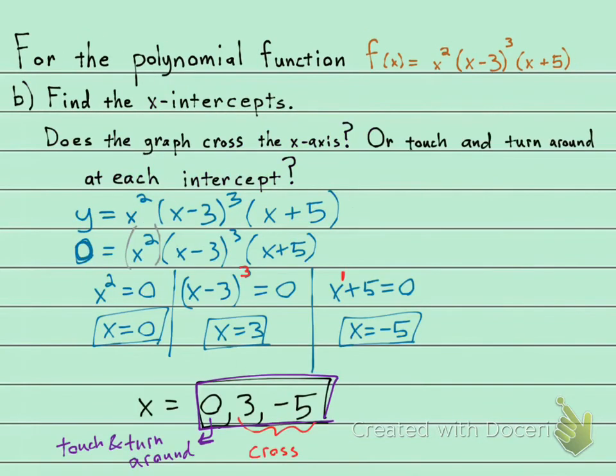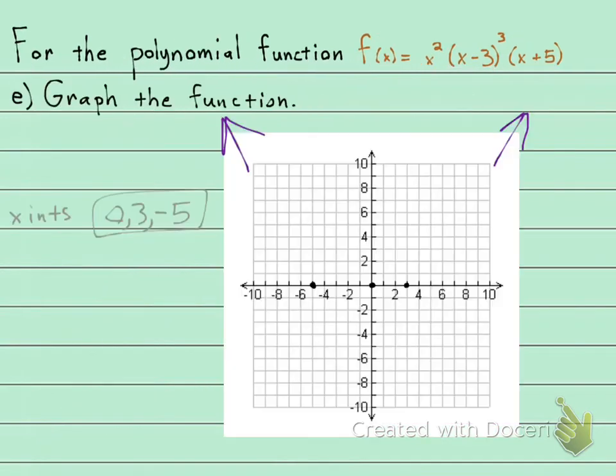Let me go back and look at part B. I see that it is going to touch and turn around at 0, so it's going to bounce off of 0, and it's going to cross through 3 and -5. So I know that it is going to cross through at -5, cross through at 3, and bounce off at 0.